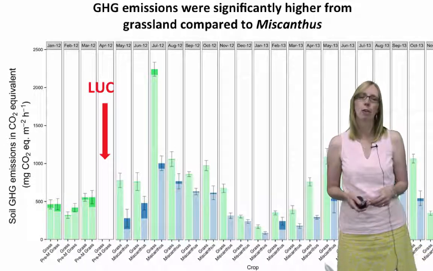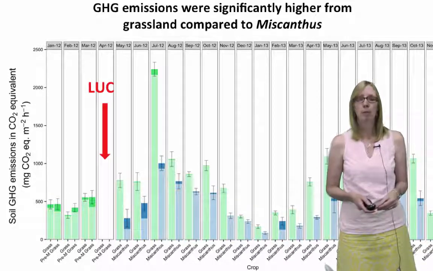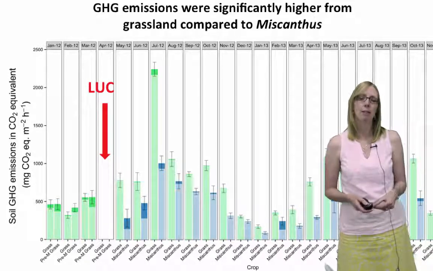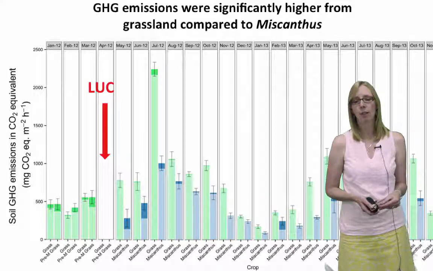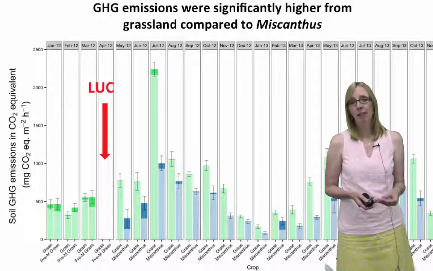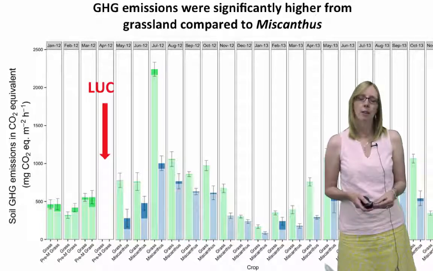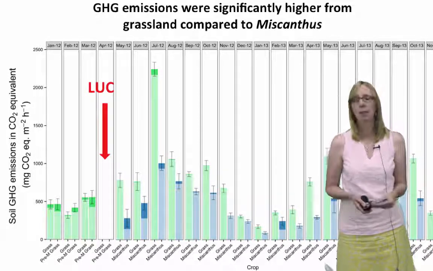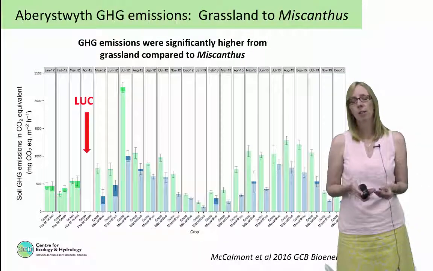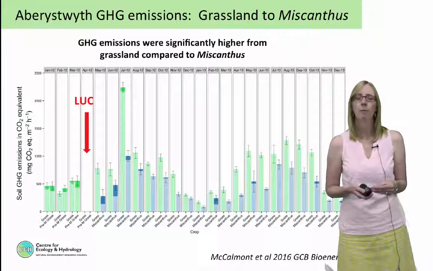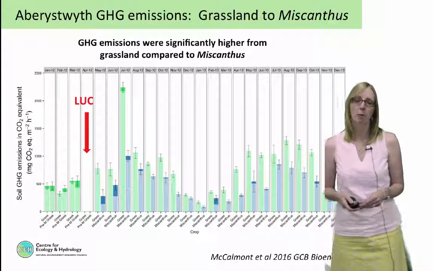And then following that, you've got green and blue bars, which indicate the greenhouse gas emissions, the green from the grassland and the blue from the Miscanthus. And what you can see in this case is that the combined emissions of CO2 and nitrous oxide were much greater on the grassland than the Miscanthus. And we saw this similar trend in other sites. Potential explanations for this are that CO2 emissions were lower because of the big uptake of CO2 into this large biomass crop. And also there was no fertiliser applied, so nitrous oxide emissions would be low.